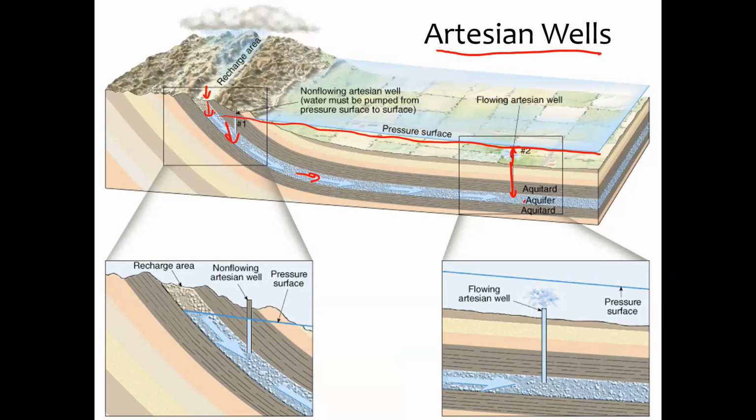In these cases, a well that was drilled up here instead would not be a flowing artesian well because the top of it is not below that water pressure surface. The thing to remember here is that artesian wells are exploiting confined aquifers only. They don't work in unconfined aquifers because there's nothing putting pressure on that water.